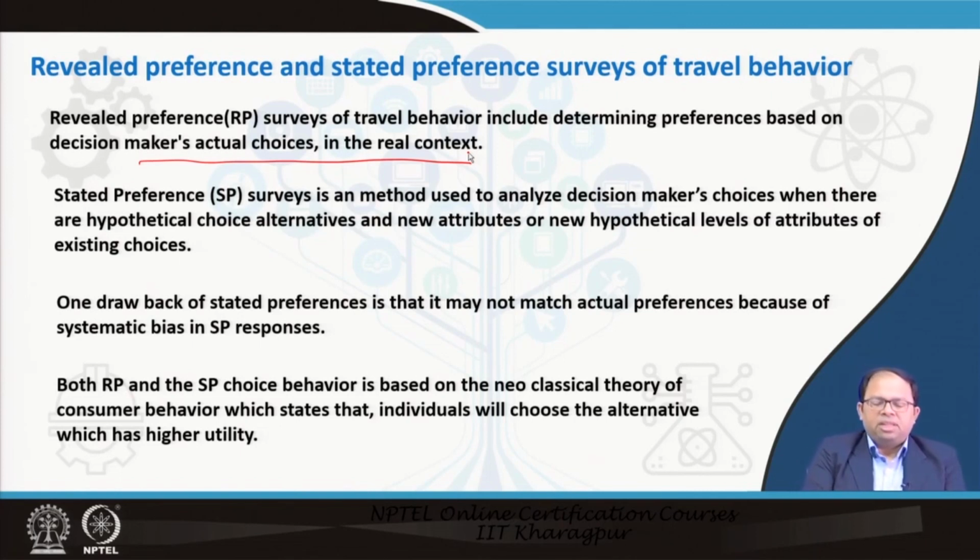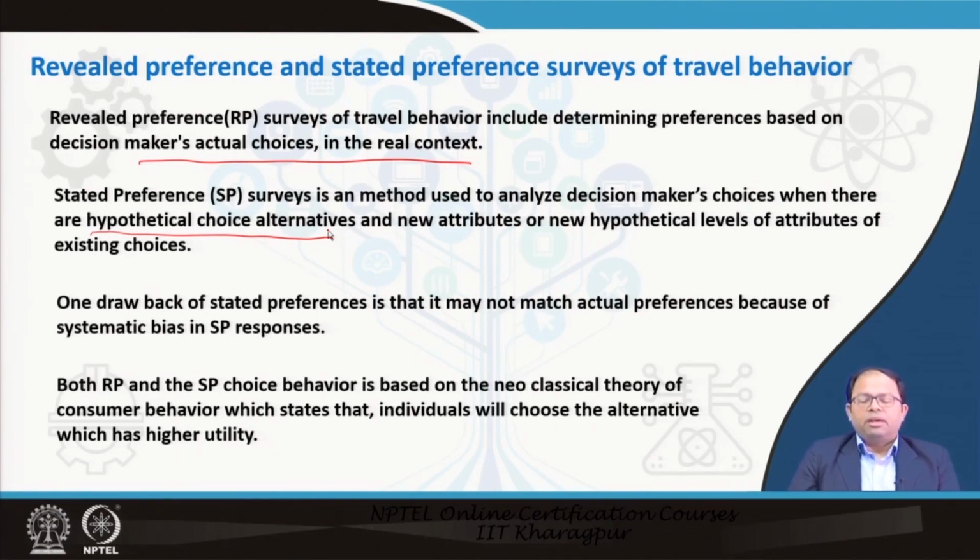Whereas stated preference surveys are a method used to analyze decision makers' choices when there are hypothetical choice alternatives. That means suppose I ask, if a metro rail comes on your route, will you avail it? Right now there may not be a metro rail, but in future a metro rail comes, and we can ask if a person will shift to metro if it comes. So this is one. And second, if we use the same modes, for example, there is a bus service, there is a paratransit service, and a person can use his personal car.